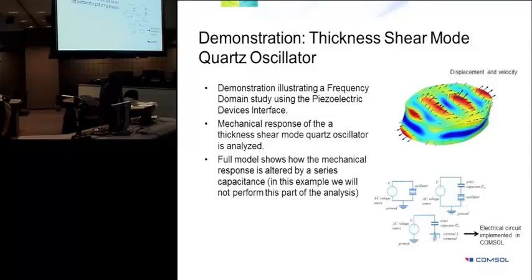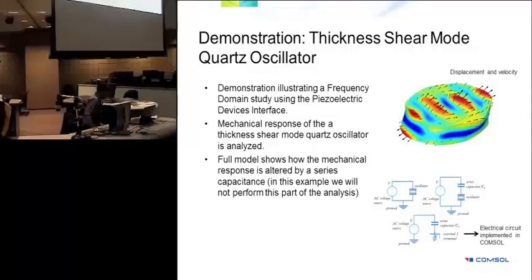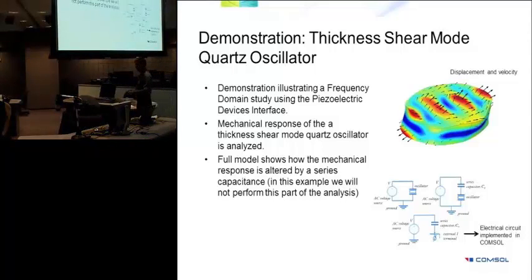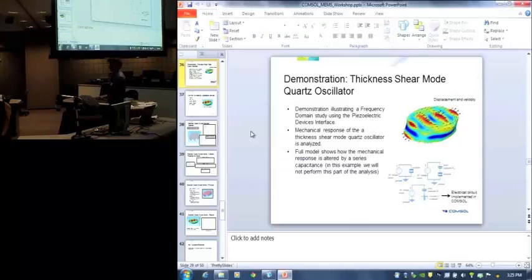This will be simpler to build because of simpler geometry. What we want to model is the thickness shear mode of the quartz oscillator. And for that, we need to specify the material property and the material orientation. If you want to do eigenfrequency analysis, you will find the eigenfrequency response analysis to find the particular mode, the shear mode, and then do a frequency response analysis.